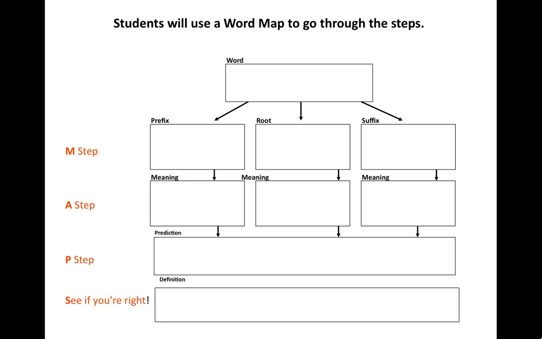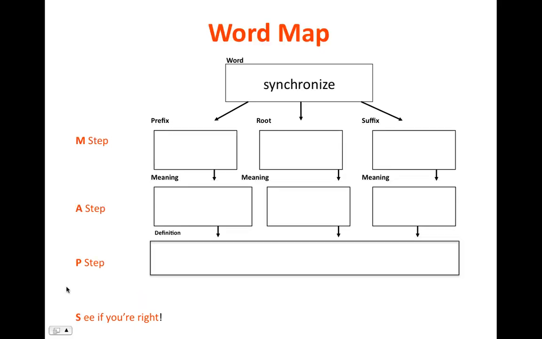Students will use this visual device, called a word map, to go through the steps. Let me show you how to use this visual map. First, the new word is written in the box provided at the top of the page. Next, for the M step, I use my prefix, suffix, and root lists to look for the parts of the word. Since the lists are in alphabetical order, I begin by looking at the prefix list in the S section. I see that the prefix SYN, pronounced sin, is listed, and I write that down in the box provided for prefix.